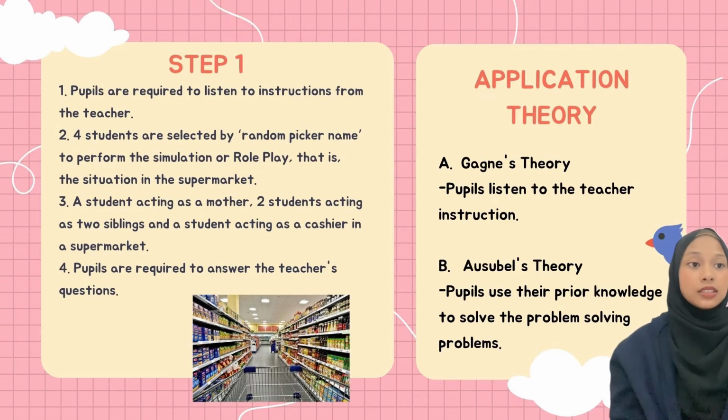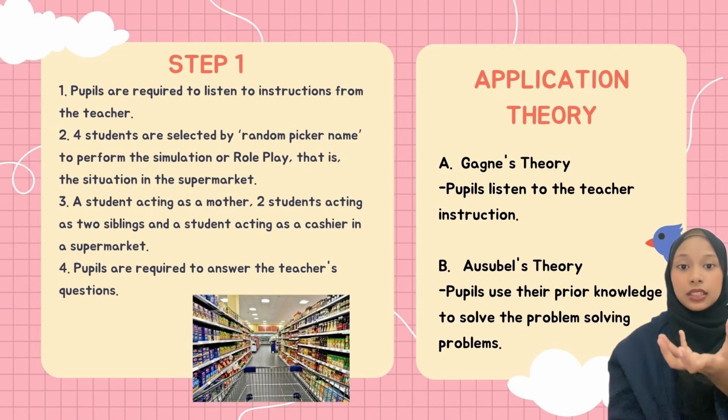So the application theories that apply in this step are Gagne's theory and Ausubel's theory. Gagne's theory is shown when people listen to the teacher's instruction, and Ausubel's theory when people use their prior knowledge to solve problems. For example, when they think to count the total of the things that they buy and pay to the cashier, and the cashier gives them the balance. This shows that the people use their prior knowledge to answer these problem-solving questions.